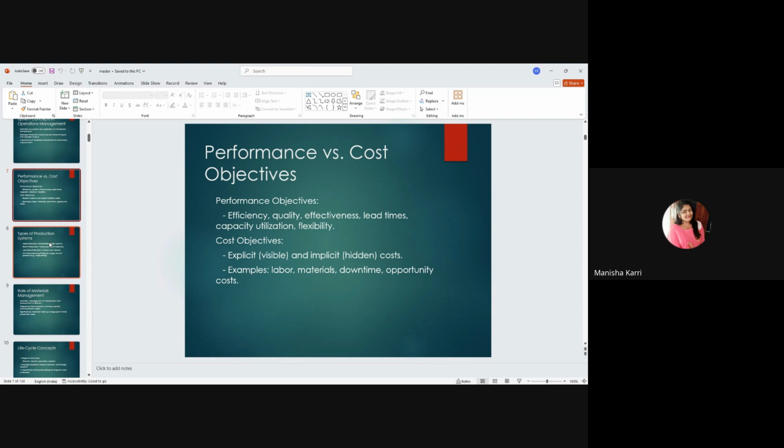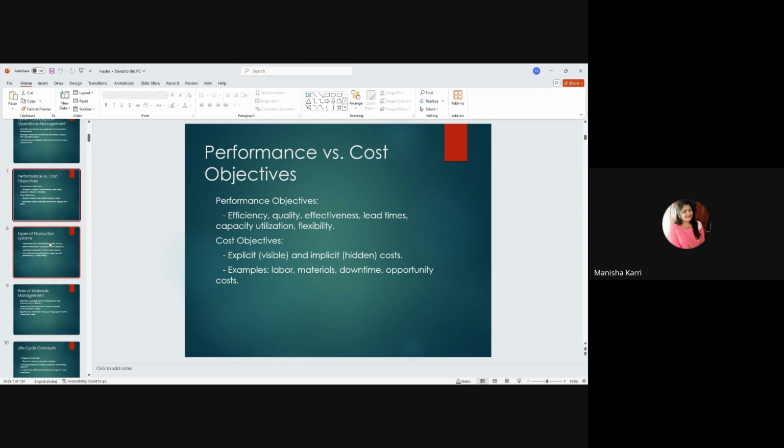Coming to flexibility, being able to adapt to changes such as customer demands, market trends, or new technologies. All these are performance objectives. And coming to the cost objectives, you can take a better example like a car manufacturer.